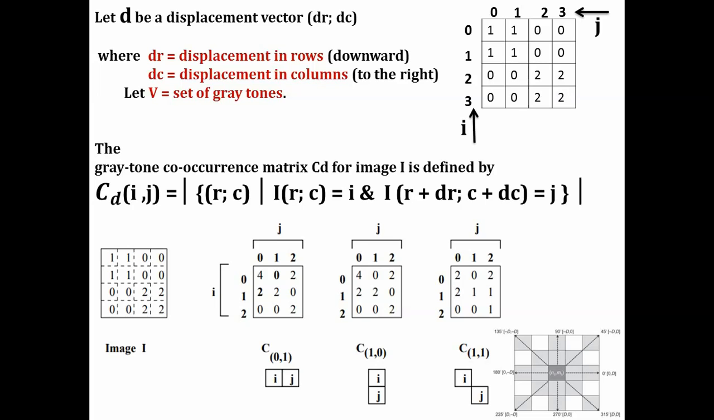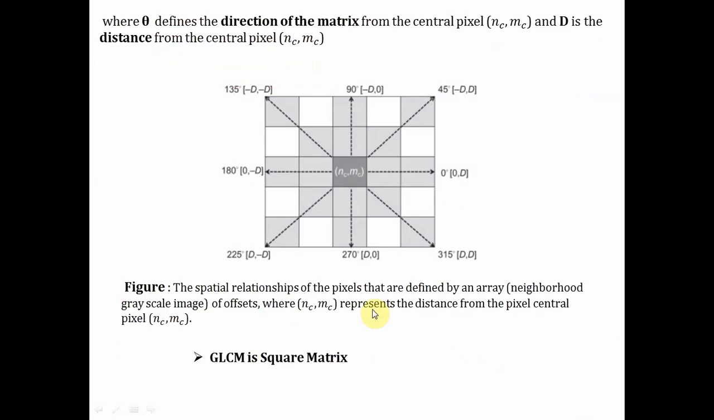Okay, and you will be able to find the co-occurrence matrix. So this is nothing but this pattern you need to consider. And this is at a different angle. So theta defines the direction of a matrix from the central pixel. If you have a central pixel, d is the distance from the central pixel.